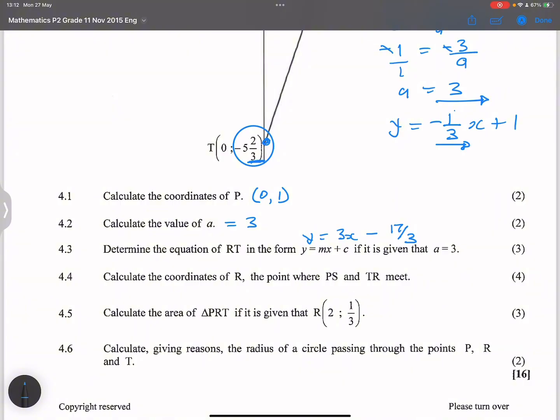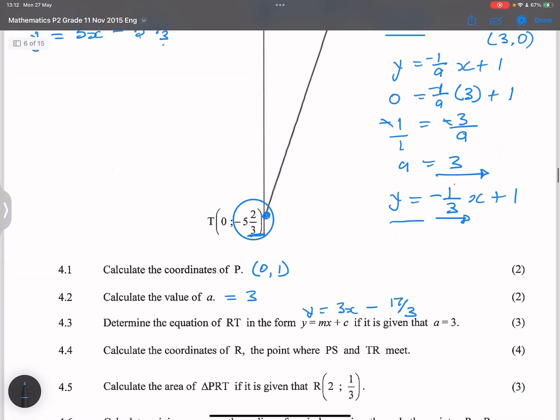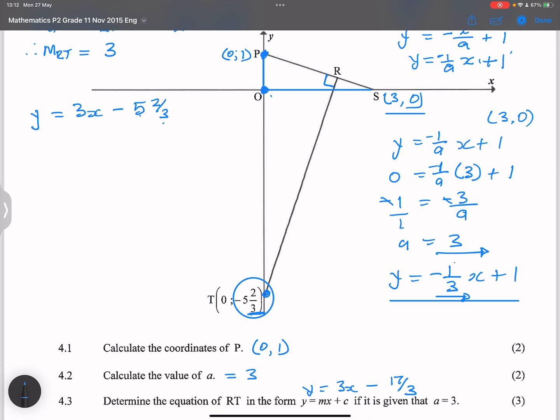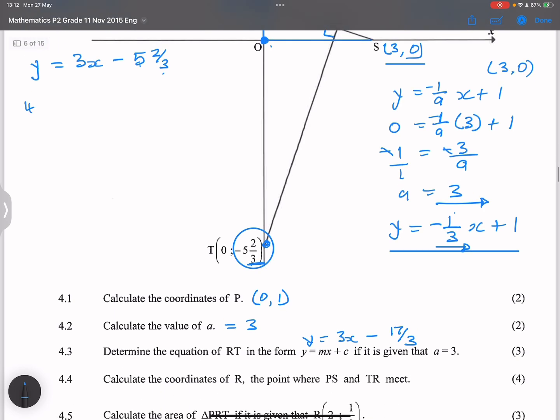Okay, now they say to us, calculate the coordinates of R, the point where PS and TR meet. Now notice we've got the equation of PS, and we've got the equation of RT, or TR. So we are going to just simply equate the two. So for 4.4, I'm going to say 3x minus 17/3 is equal to -1/3x plus 1.